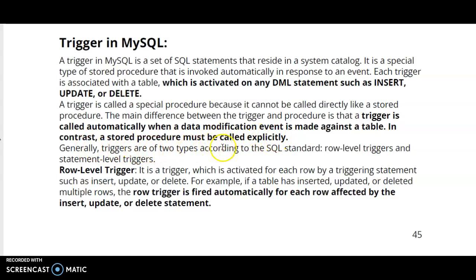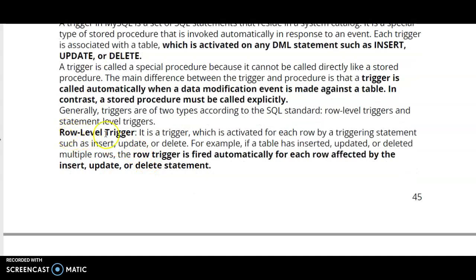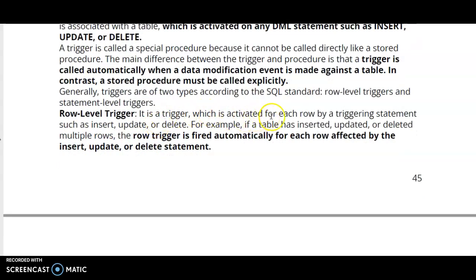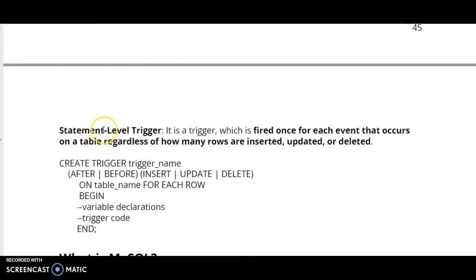Generally, according to the SQL standard, there are two types of triggers: row-level triggers and statement-level triggers. A row-level trigger is a trigger which is activated for each row by triggering statements such as insert, update, or delete. For example, if the table has multiple rows inserted, updated, or deleted, the row trigger is fired automatically for each row affected by the insert, update, or delete statement. A statement-level trigger is fired once for each event that occurs on the table, regardless of how many rows are inserted, updated, or deleted. It will be fired only once at the statement level.